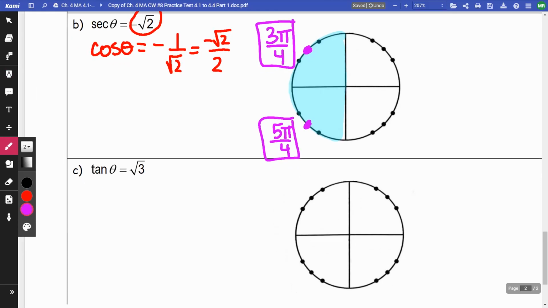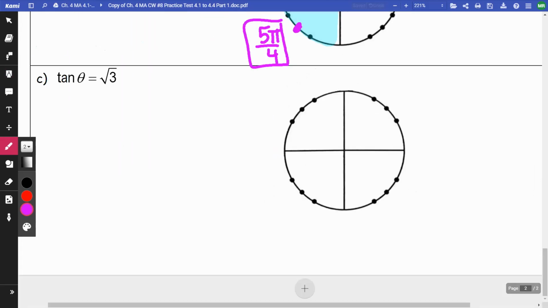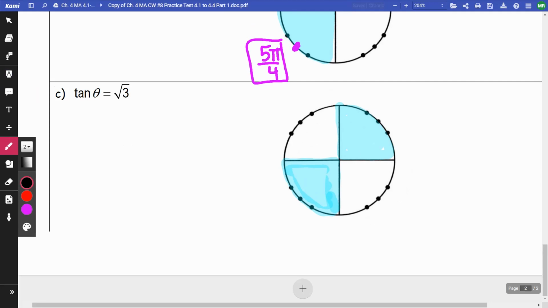On C for tangent. So tangent is positive in quadrant 1 and 3, because that's where your x and y are both the same signs, both positive or both negative. So when I divide, I'm going to get a positive. Now, when I'm thinking about this, I know I'm either going to be at like 6 or thirds. So remember, it's y over x.